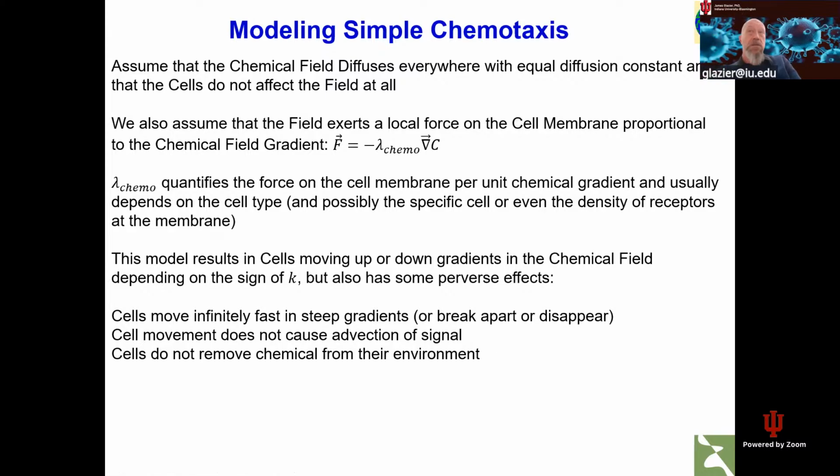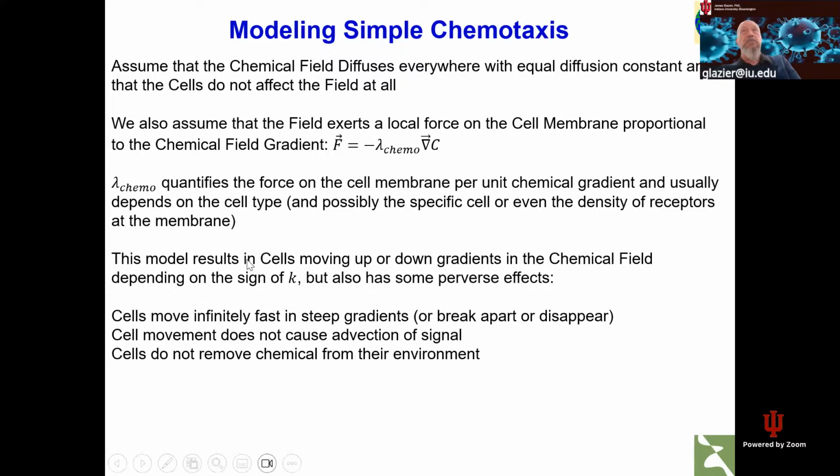And the cells also don't remove chemical from the environment. So you're assuming that the chemical concentration is large. Well, the chemotaxis by itself doesn't take the chemical out of the environment.